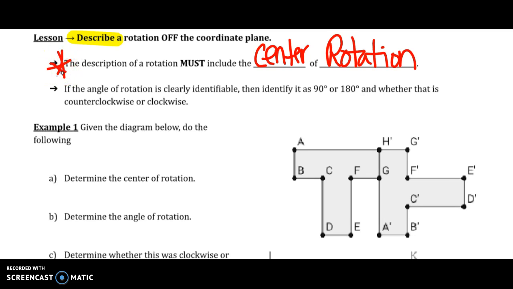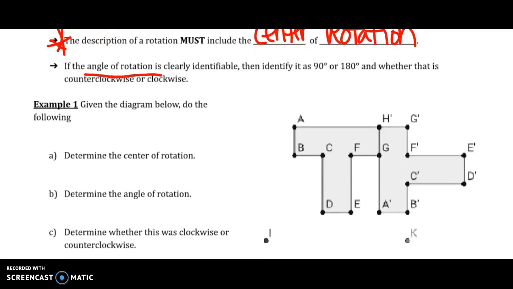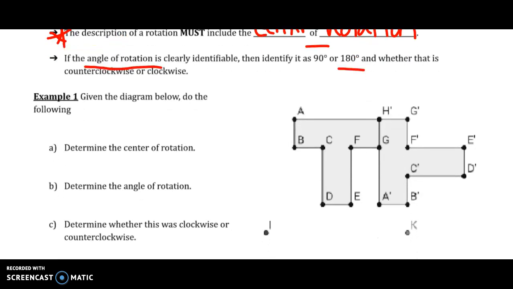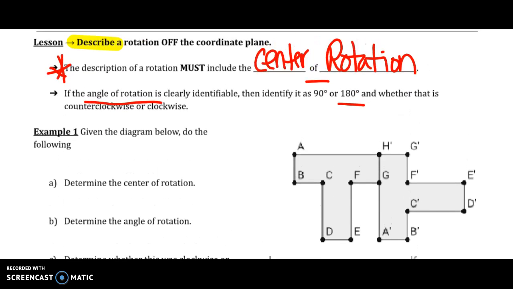It could also include the angle of rotation and whether you went counterclockwise or clockwise, if you can easily identify the angle of rotation. Again, if you're not sure whether you should go clockwise or counterclockwise, but you are sure that it went 90 degrees or 180, then you can state those. If you're not sure, again, of the degree or counterclockwise, then just say there was a rotation that occurred about this point.